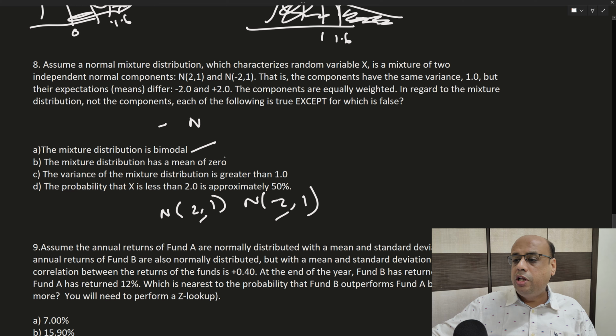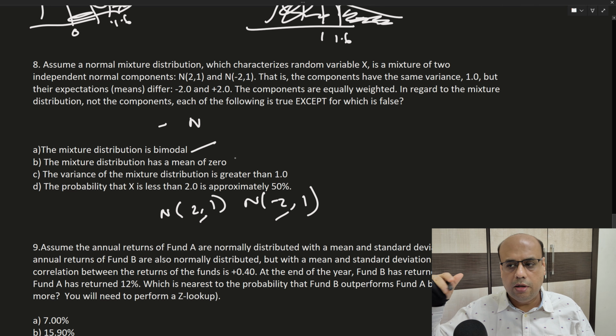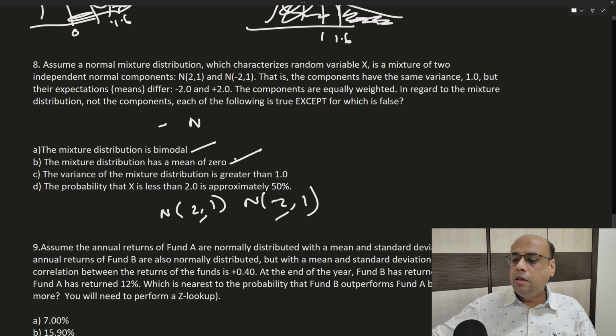The mixture distribution has a mean of 0. So one is plus 2, one is minus 2. Obviously, since the mean is a plain addition, this is also correct, right? Now, the variance of the mixture is greater than 1. Is it correct or not?